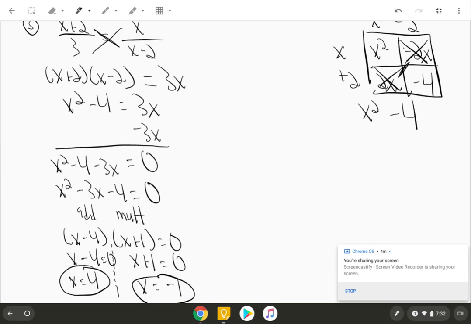So, again, this was an interesting one because when I subtracted the 3x from both sides, the terms ended up in the wrong order. But again, like I said before, you are well within your right to switch the order of the terms so that they are in the right order. By switching the order here, that made it easier for me to factor and get our solutions of 4 and -1.